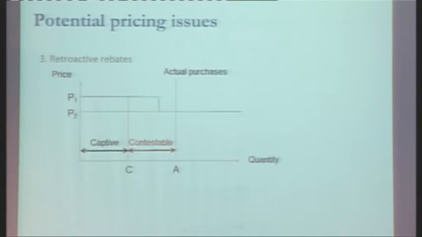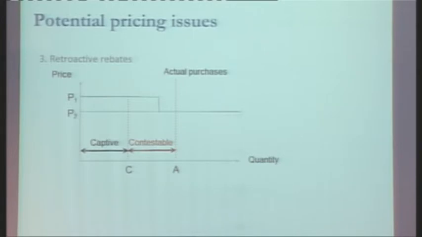So suppose we have this situation. We have retroactive rebates. We have customers who are captive to the dominant firm for some level of sales. Then what happens is that the competitor comes along and says to this customer, well, I'm going to match the dominant firm's rebated price, P2. I'm going to undercut it slightly maybe. Why don't you switch to me and get a better deal?